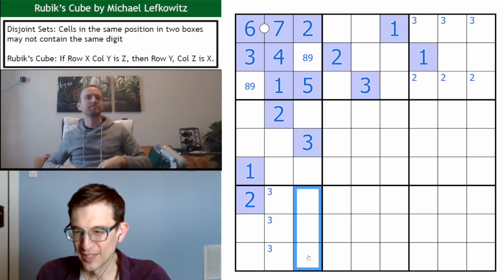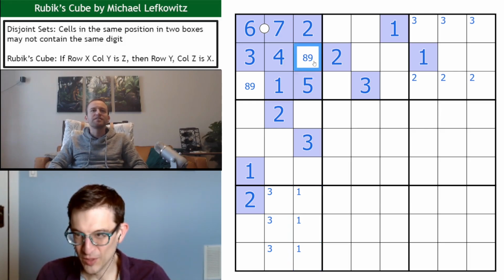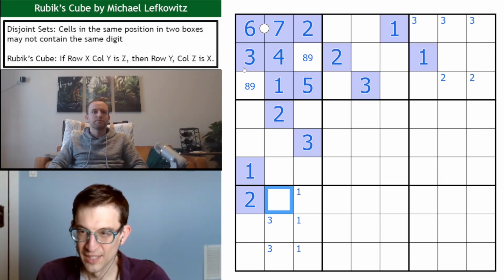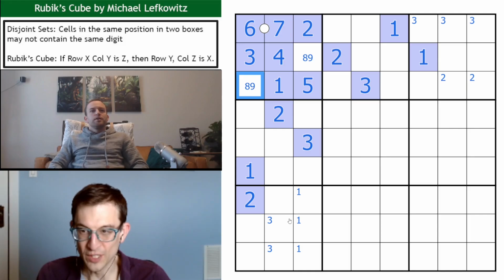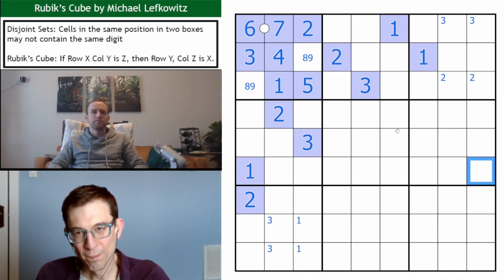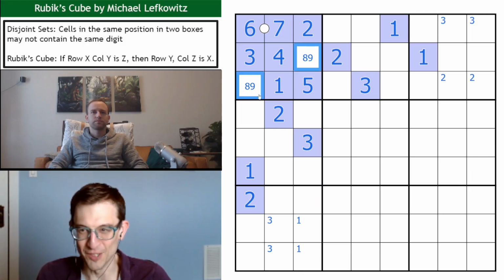Well, let's think about that. This is 2, 3, so I should get a 2 and a 3 out of this. I guess the 2 is this 2, so it's not that. And the 3 is this 3, so it's not that. Same thing here. Oh, I get a 1 and a 3, so that's this one. So these aren't. Oh, but this could go either way. Interesting.